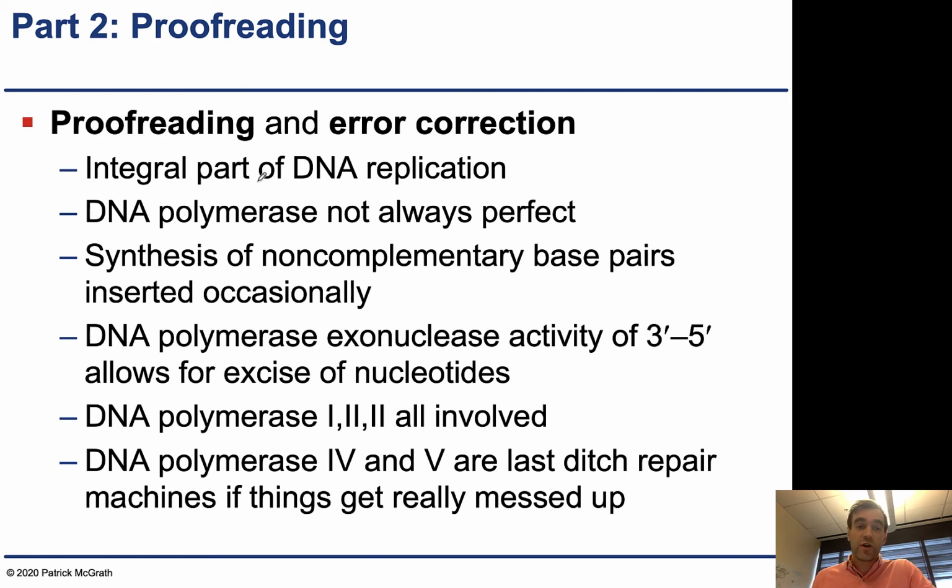It tries to incorporate the right nucleotide, but occasionally it incorporates an incorrect non-complementary base pair. And so you might have a CGC, and what's supposed to be there is a GCG, but instead maybe you did a GCA or something like this.